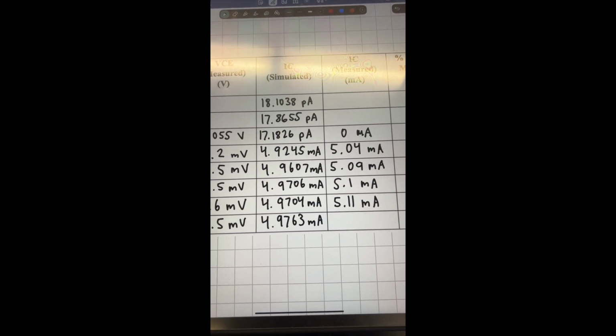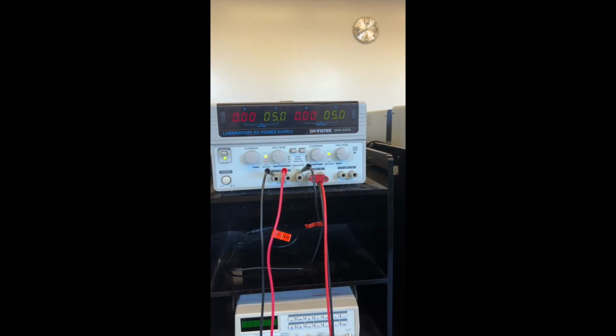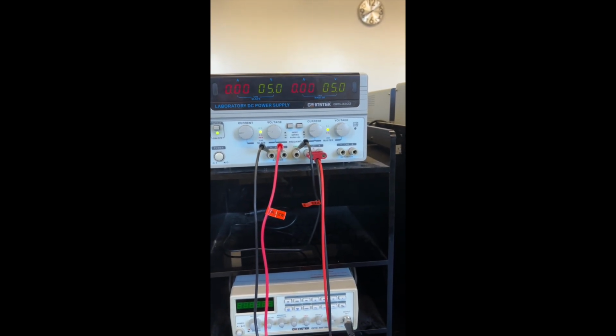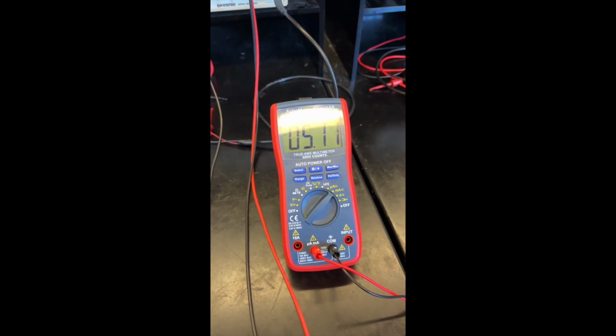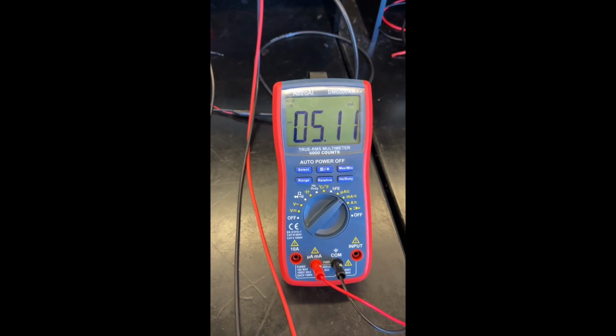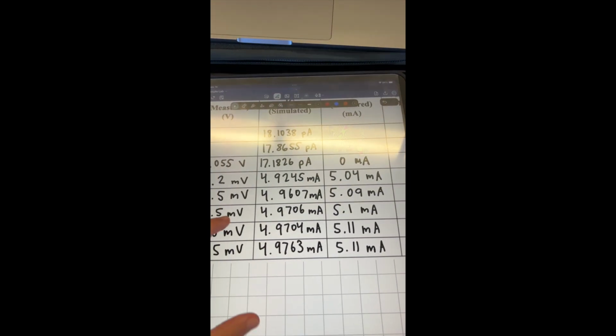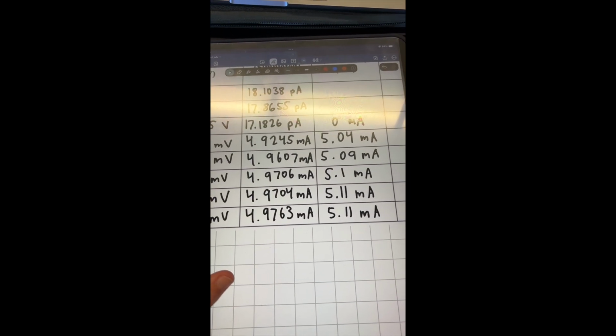And now when my VN is 4 volts, I'm getting an IC of 5.11 milliamps, and my simulated was 4.97 milliamps. And now when my VN is 5 volts, I'm getting an IC reading of 5.11 milliamps, and my simulated was 4.97 milliamps.